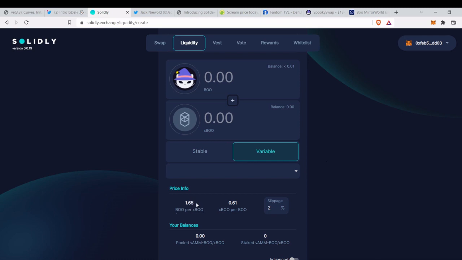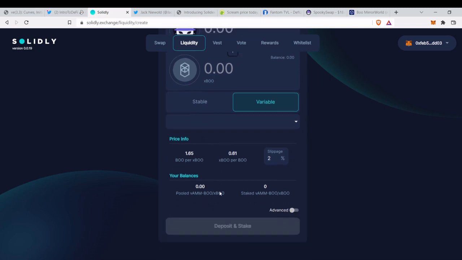If you don't like the rate, you can always arbitrage through Solidly. Maybe I can do an example in the next video, but not now. Then after we deposit here, you can just press deposit and stake, then confirm all the MetaMask confirmations, then it's done.